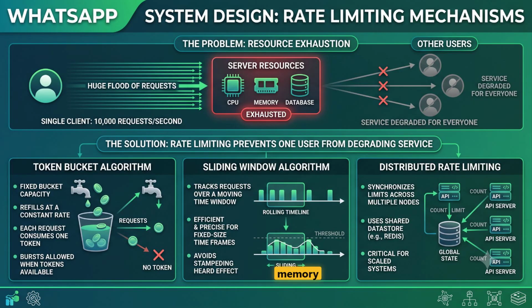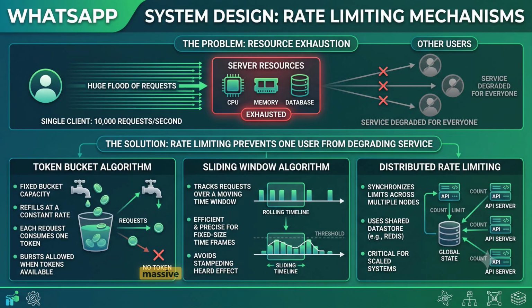Your memory pool evaporates and your database connections pull out completely. Now look to the right side of the infographic where the red crosses show what happens next. Real legitimate users are completely blocked, facing timeout screens and degraded service because one rogue script choked the pipeline.